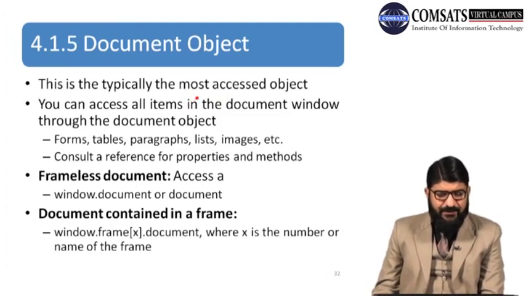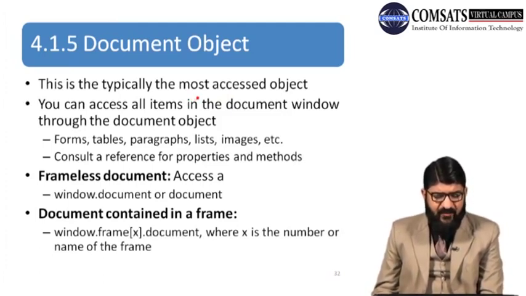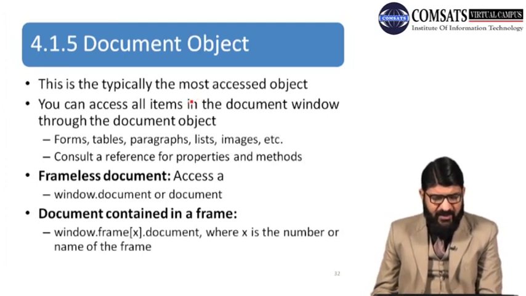Then frameless document. Access a window.document or document, and then write the document in a frame. How? Window.frame, and then mention X, the attribute, and then the JavaScript code will be executed, and here the DOM is written as window.frames[X].document, where X is basically the number or name of that particular frame.